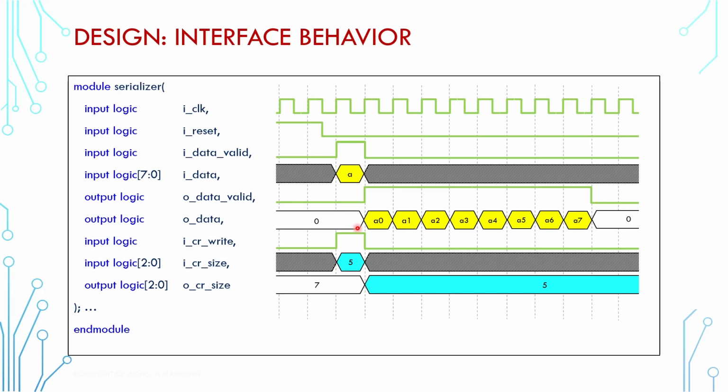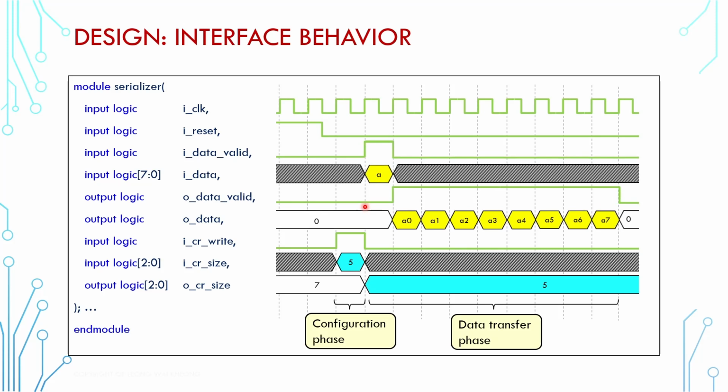Anyway, in many designs, the configuration phase is separated from data transfer. Always perform configuration first, followed by data transfer. In this case, if we delay the data transfer 1 clock, it will use the new size value 5 and therefore 6 bits are converted.